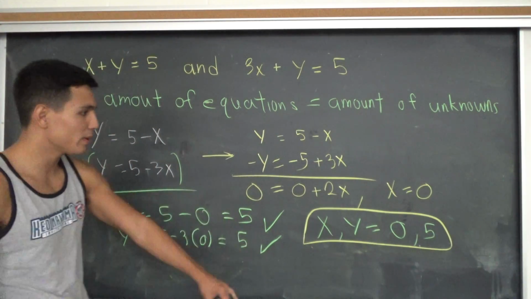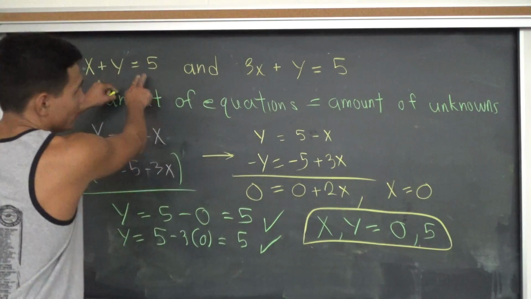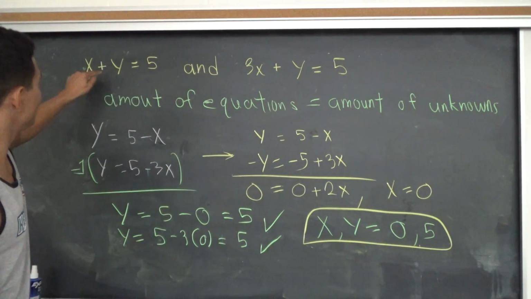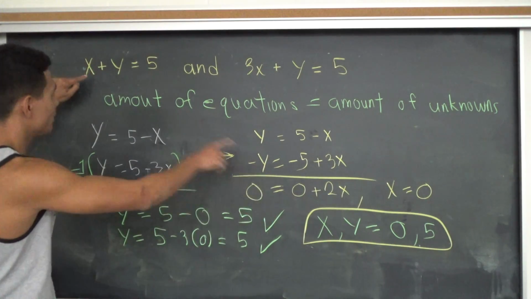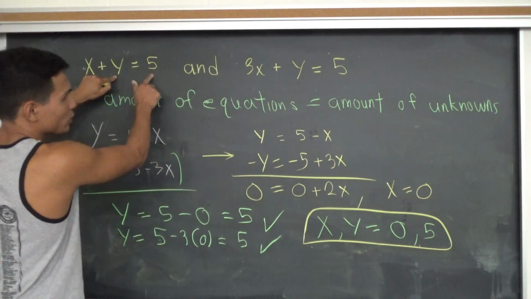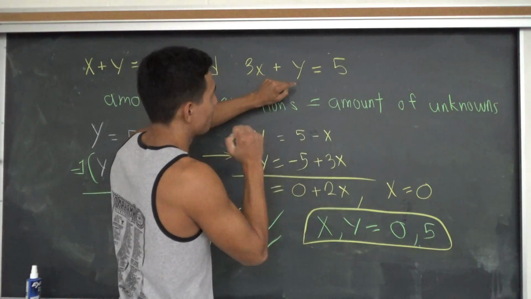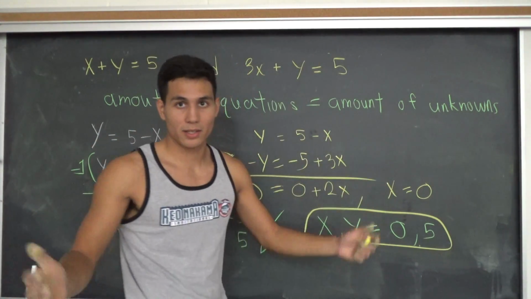So this should work out. If you put these guys into here, I promise you, it's going to come out to 5. Look, x plus y, so x is 0, y is 5, 5 equals 5. Correct. 3 times x, 3 times 0 is 0, plus y, that's 5, 5 equals 5. Correct. There you go.